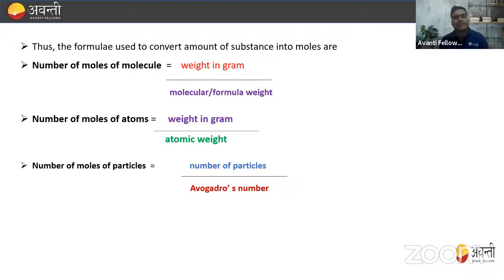Similarly, the number of moles of particles we can write as the number of particles divided by Avogadro's number. So this is how we can write the number of moles. Thus, the formulas used to convert the amount of substance into moles are these three formulas. I hope this is clear to all of you.